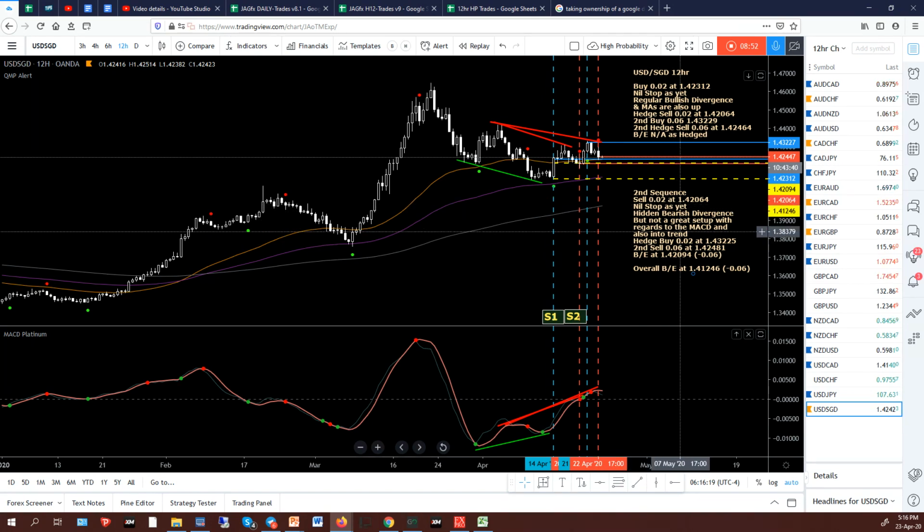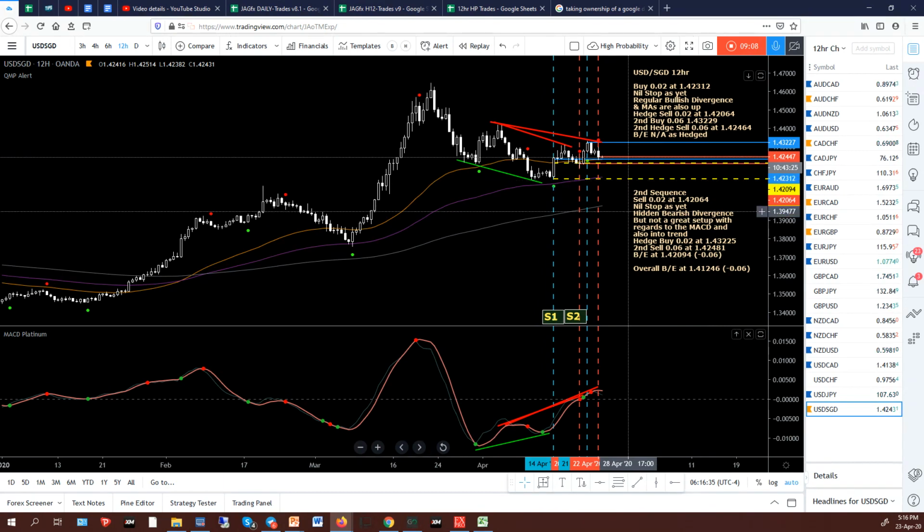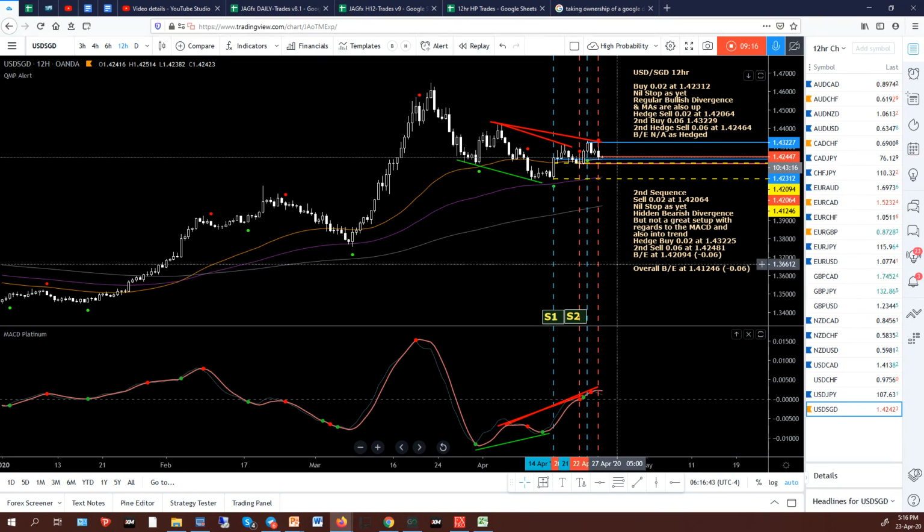So for this sequence, overall break even 142.094, which is this yellow line right up pretty close to price now. And overall, all trades, overall break even is 141.1246, which is this one here. But again, a few trades on, but we're only net minus 0.06 short. So that's USD Swiss franc.